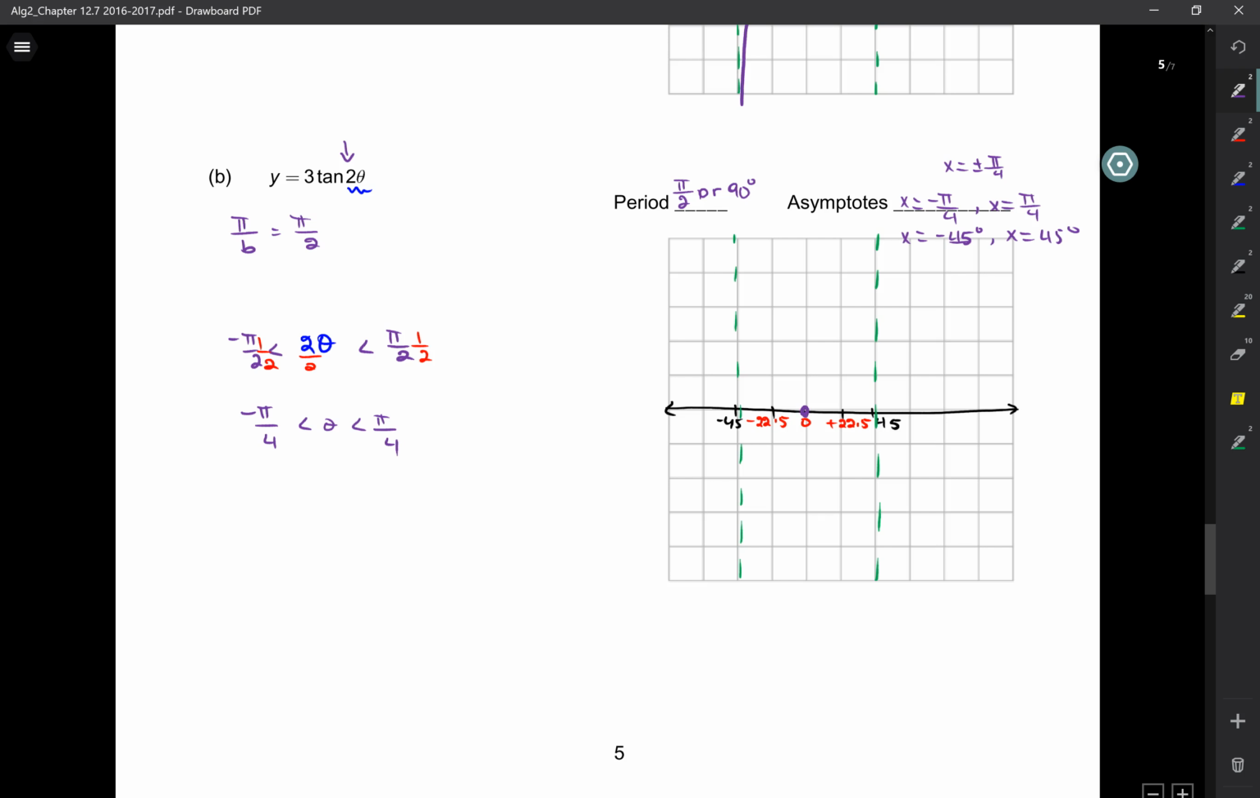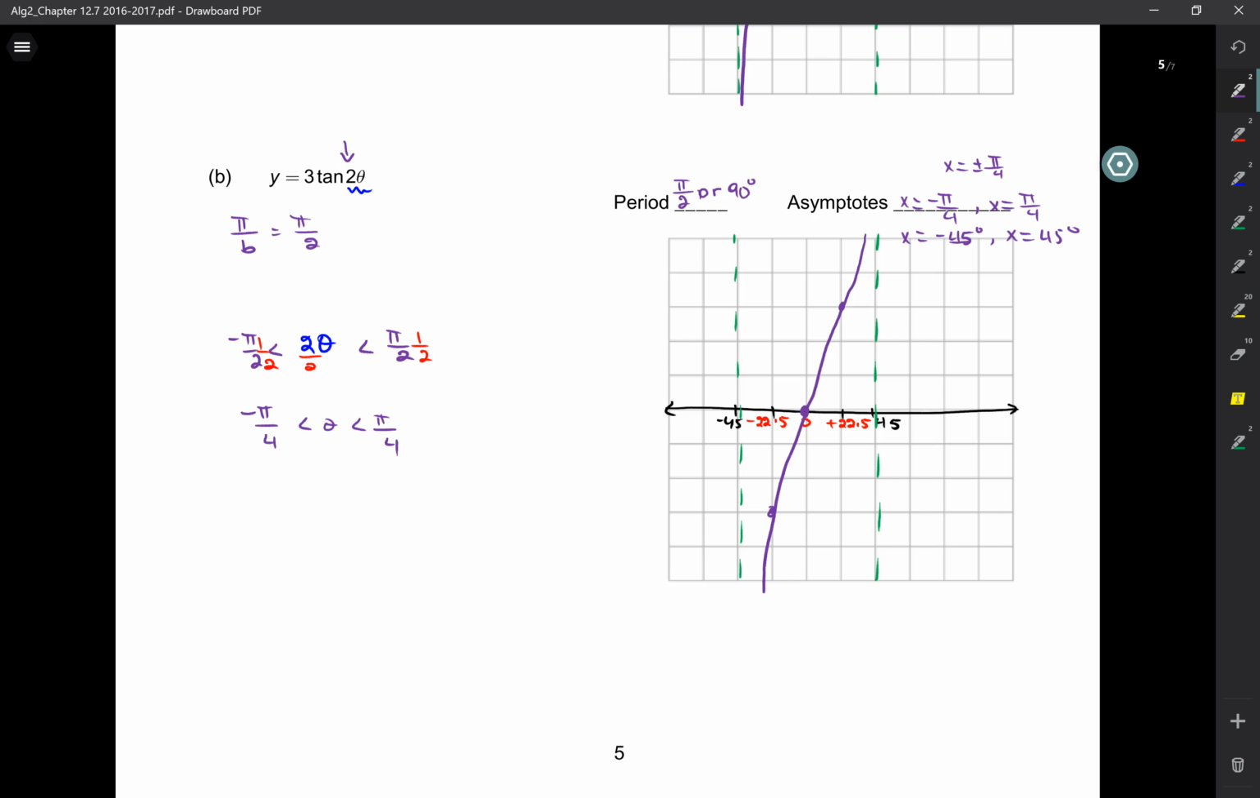Now, to the right, remember how we said you had to go up 1? But because of the 3, we have to go up 3. So 1, 2, 3. So that's like a vertical dilation. And then to the left, we're going to go down 3. So is tangent of 22.5 3? No.